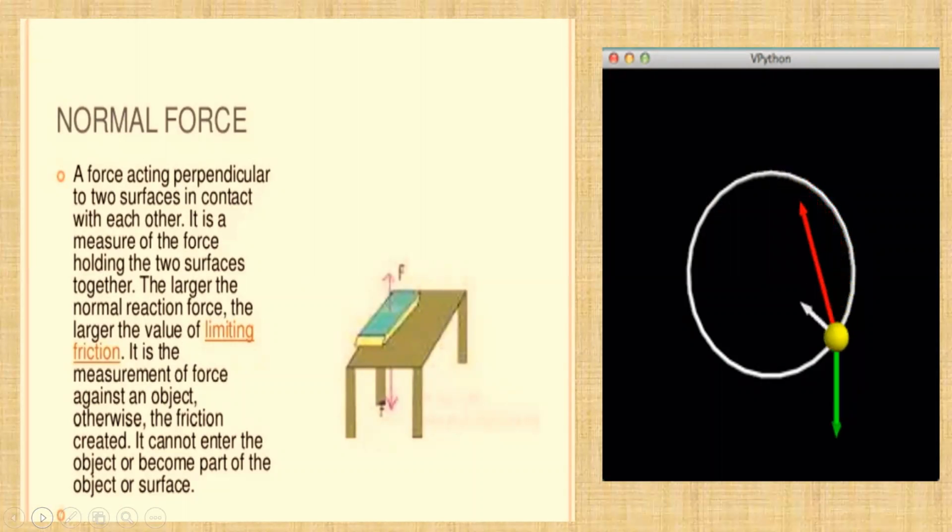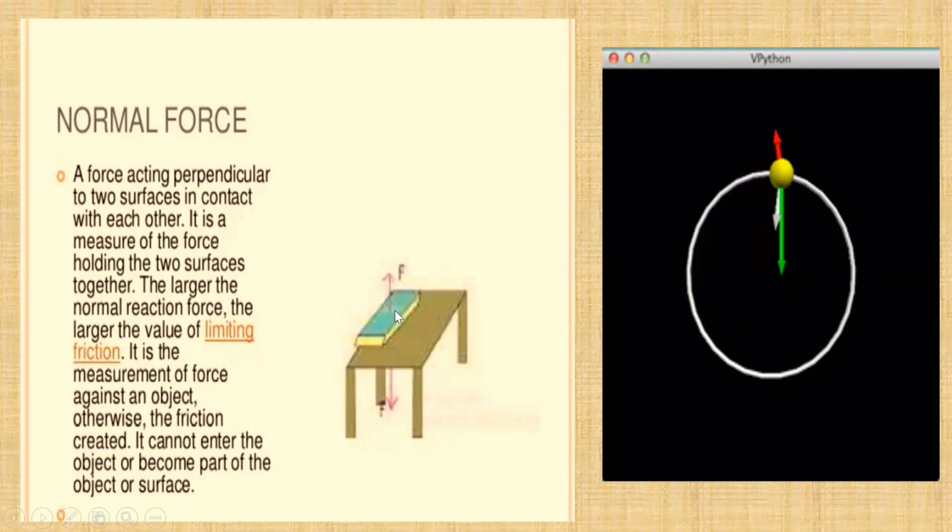Coming to normal force. What do you mean by normal force? Any force acting perpendicular to the surface with which it is in contact is known as a normal force. It is a measure of the force holding two surfaces together. So the larger the normal reaction force, the larger the value of limiting friction. It is the measurement of the force against an object. Otherwise, the friction created cannot enter the object or become part of the object or surface.